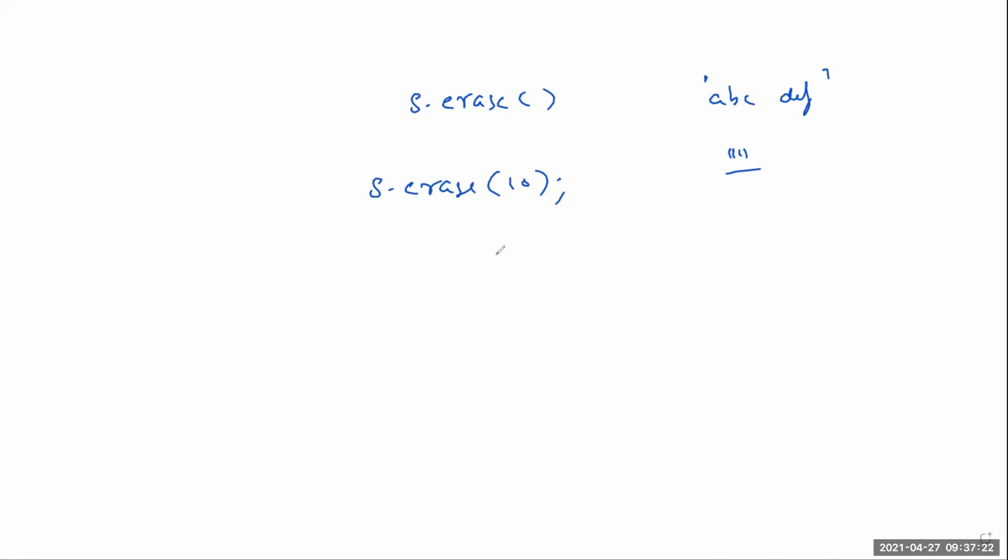For example, if I have a string, say, lecture, right? So what will it do if I write 3 here? So this is 0, 1, 2. This is position 3. So it will remove all of this part. It will only keep this part, right?